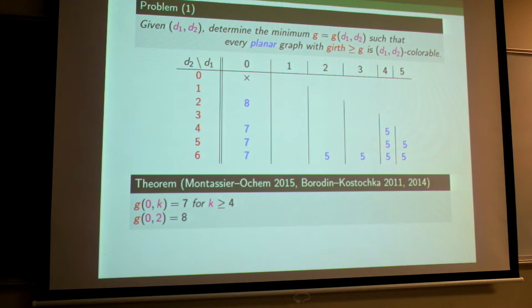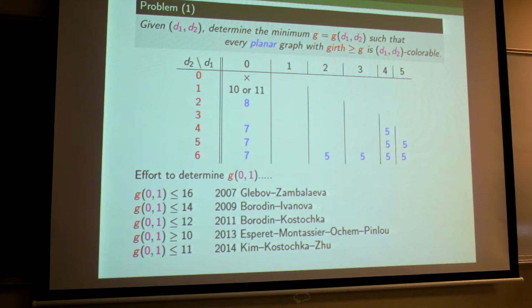And then there was a lot of effort trying to figure out what happens in the first column. Because when your maximum degree is 0, that means you're an independent set. So this is somehow like your proper coloring, the classical coloring. So you want to figure out what happens here. And Montassier, Ochem, and Borodin-Kostochka, they proved these values. So they proved every value in this column except for these two. And there was a lot of effort in trying to figure out what the first entry is. Trying to figure out what the girth condition that guarantees that every planar graph is 0-1 colorable is. And it seems like every 1 or 2 years they're slowly improving down. And now we know this is either 10 or 11. So it's one of the two values.